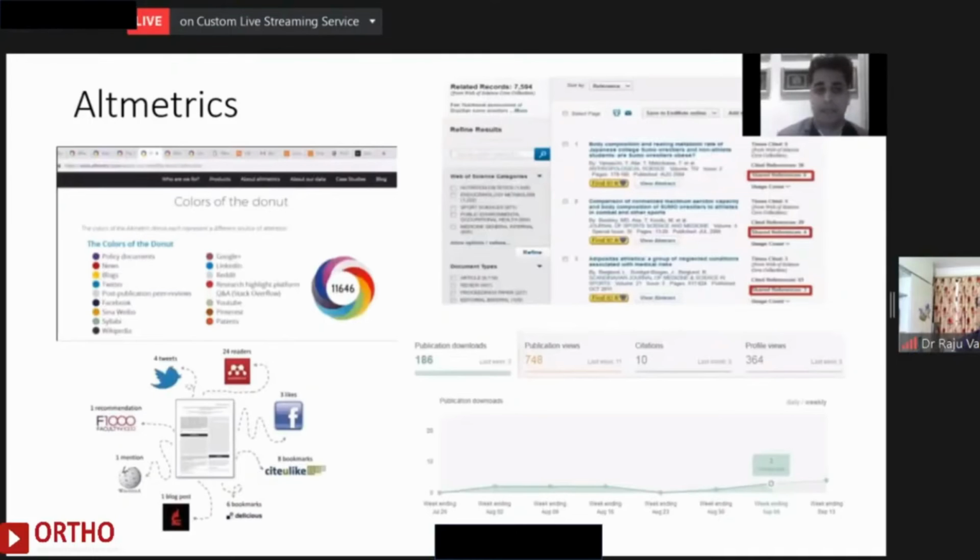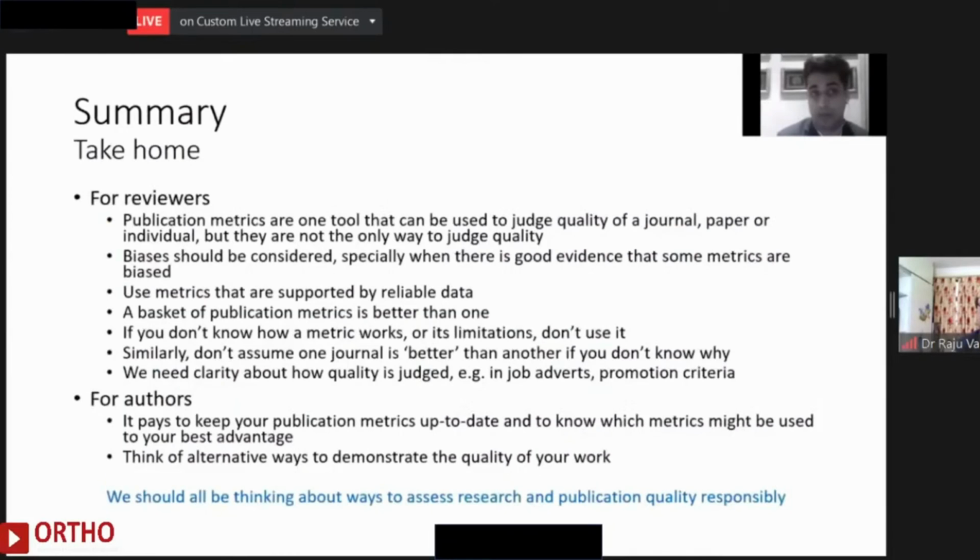So to take home, what I want most of us to understand is that publication metrics are just one tool that can be used to judge the quality of a journal or a paper or an individual, but they are not the only way. And biases should be considered, especially when there is good evidence that some metrics will be biased. So we need to use metrics that are supported by reliable data, and it's better to use a basket of publication metrics than one itself. And if you know how the metric works, that's the best way. Otherwise, if you don't know how it works, then please don't use it.